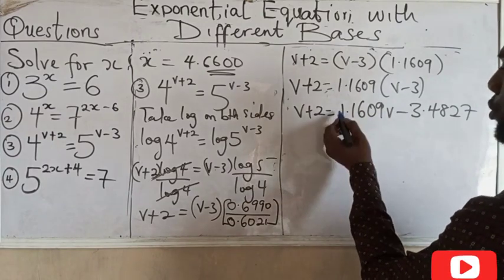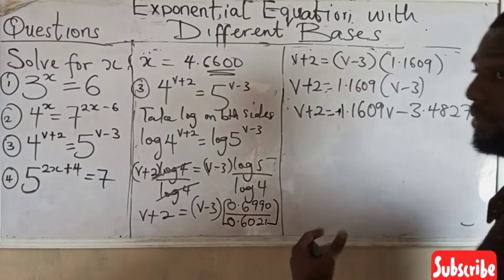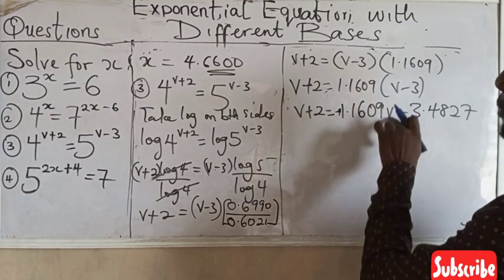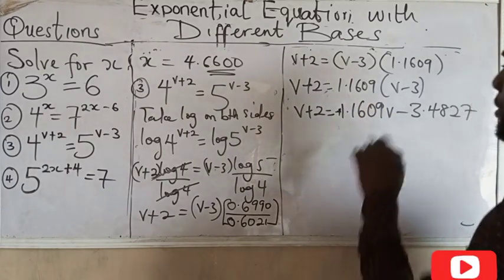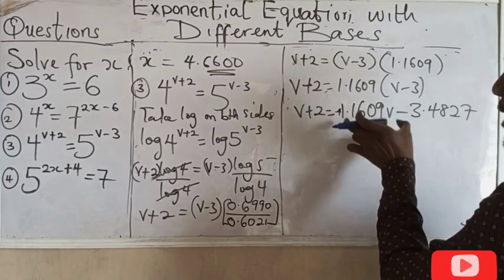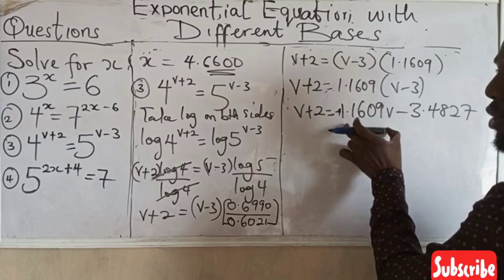We are going to, this is a positive figure with v. All signs stay on our left hand side. So what are we going to do to make this 1.1609v to be equal to 0? It is when I subtract on both sides. When I subtract on both sides, then I will succeed in making this one to be 0.